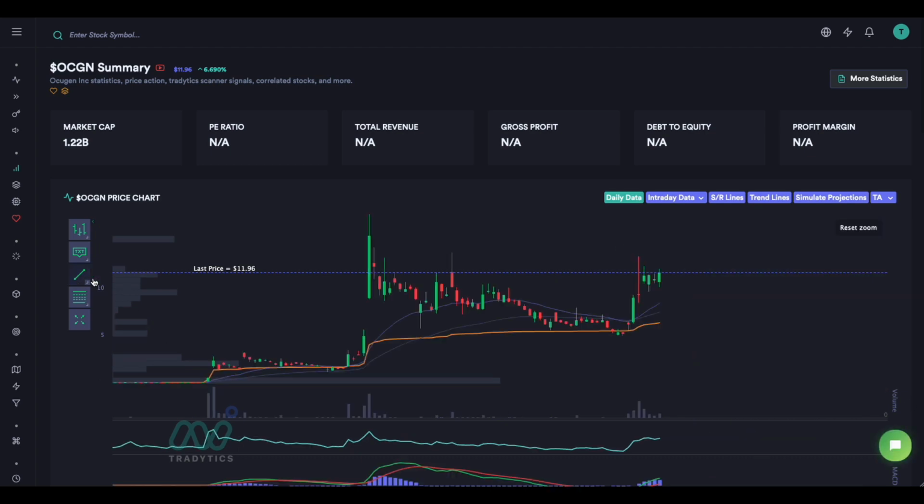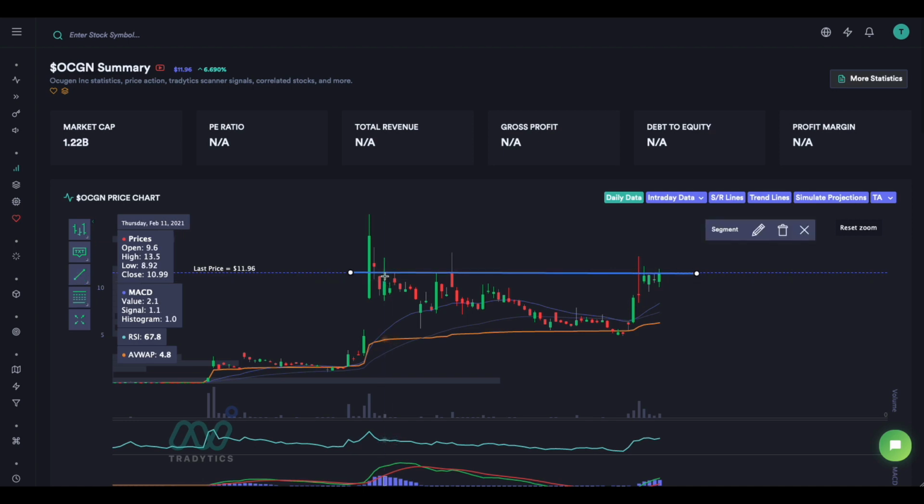Now this is a case where the volume shelf is actually acting as a resistance. So you can see we have a resistance level here. We touched it here, here, here, and we could not go above it. And now that we are saying that we have a volume shelf as well, that means that this level might act as a resistance.